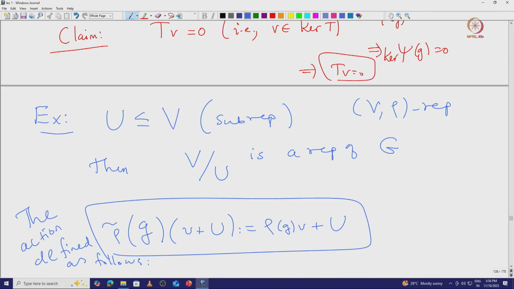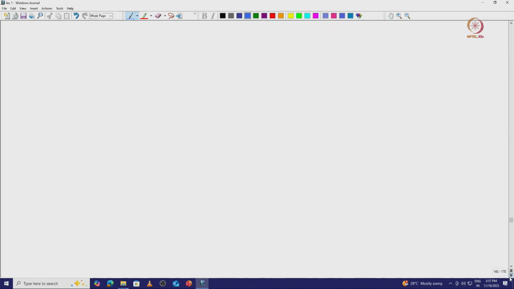Okay, and one can check that rho tilde is indeed a representation, and that is called the quotient representation. And if you go back to the definition of quotient representation that we introduced for associative algebras, then you can easily see that this actually matches with that.